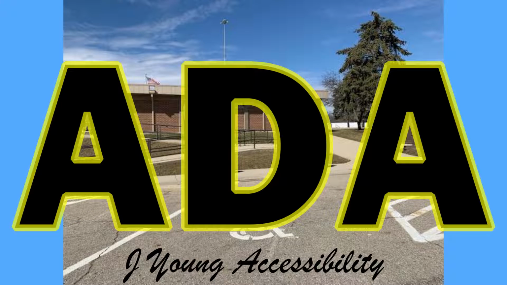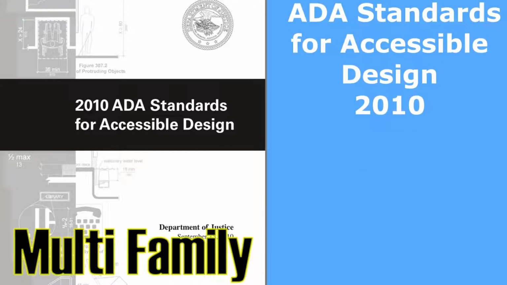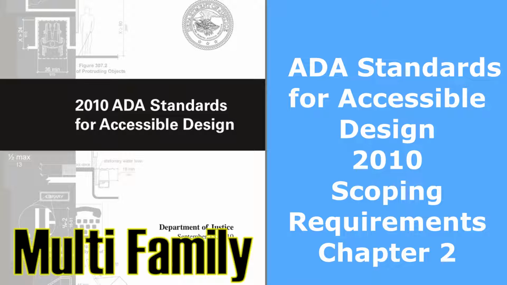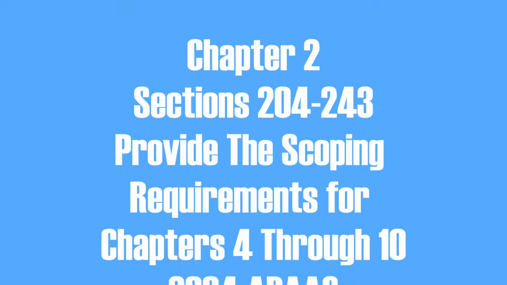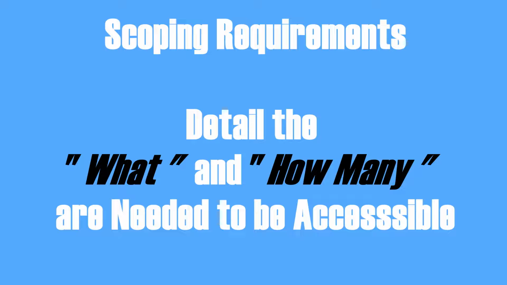All right, we are back with ADA for multifamily. We're using the ADA Standards for Accessible Design 2010, Chapter 2, Scoping Requirements. Chapter 2, Sections 204 through 243 provide the scoping requirements for Chapters 4 through 10 of the 2004 Americans with Disabilities Act Architectural Guidelines. Scoping requirements detail the what and how many are needed to be accessible.